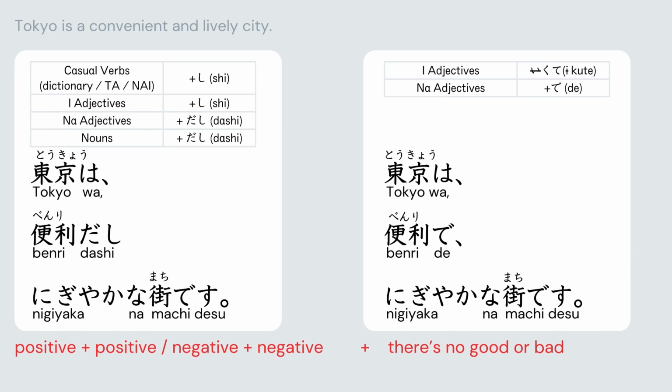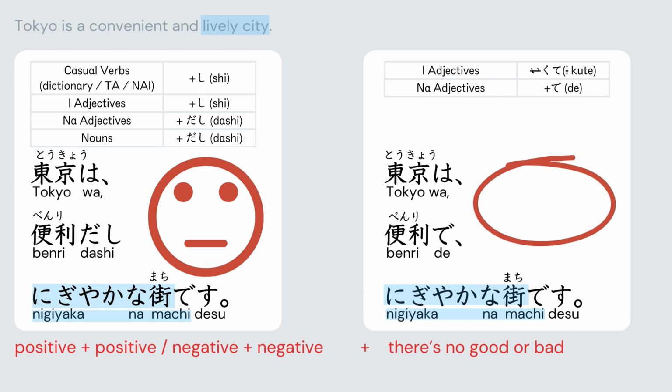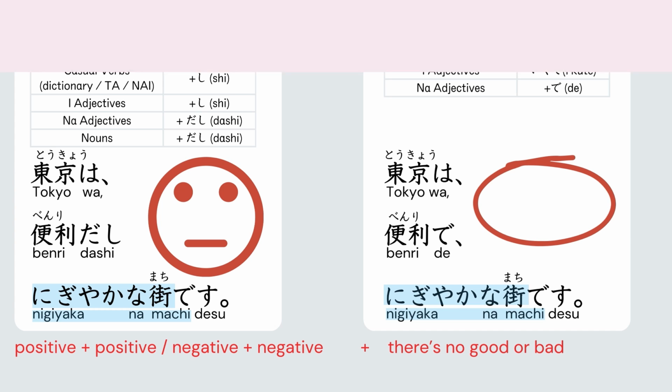Tokyo is a convenient and lively city. 東京は便利だし賑やかな街です。Or 東京は便利で賑やかな街です。The phrase on the left is so-so in this situation. That's because there is a noun and an adjective that explains the noun in the phrase. 東京は便利で賑やかな街です is more natural in this case.